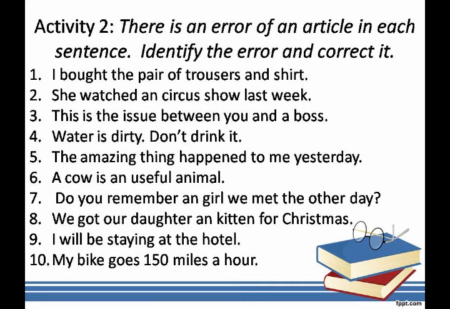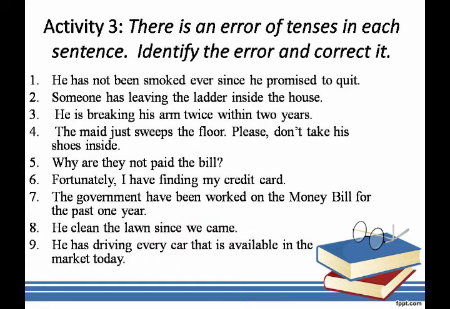In activity 2, there is an error of an article in each sentence. You have to identify the error and correct it. And for this, there should be a thorough knowledge of articles, and this editing improves your correction skills. Okay, you can write a paragraph and you can judge what mistakes you make while writing a paragraph. In activity 3, there is an error of tenses in each sentence. You have to identify the error and correct it. First, I will explain it to you. He has done, he has not been smoked.